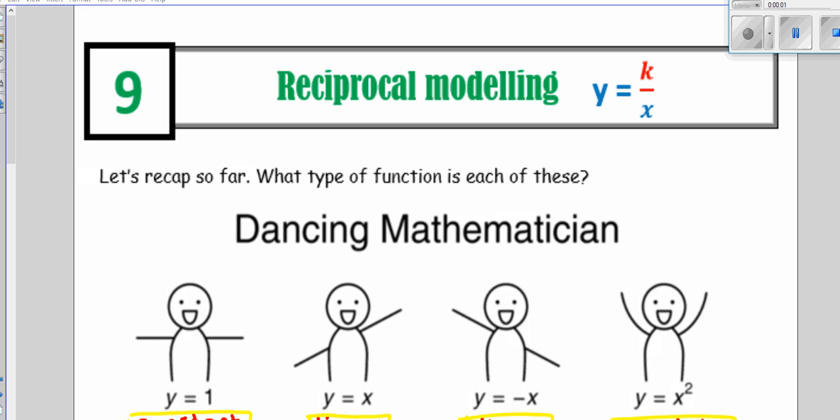Lesson on functions, and we're doing the reciprocal kind of function. So reciprocal function modeling, or reciprocal functions. First of all, let's recap so far. What type of function is each of these?